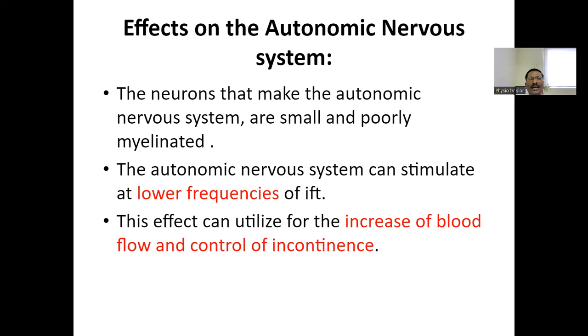Then there is the effect on the autonomic nervous system. When you apply an IFT current, it targets the small and poorly myelinated autonomic nerve fibers, which can be achieved by low frequencies of IFT. When you use a low frequency, that is less than 50 hertz, generally you see an increase of blood flow, and this can also be used to treat urinary incontinence.